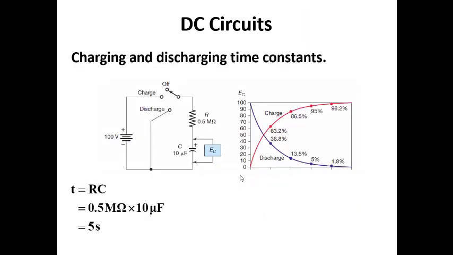Here's an example showing some more of the math behind the circuit. We're not going to do these math problems in this class. Here we have a 100 volt supply. We have a 0.5 mega ohm resistor, so that would be 500K, and then we have a 10 microfarad capacitor. So here they calculated the time constant as 5 seconds.